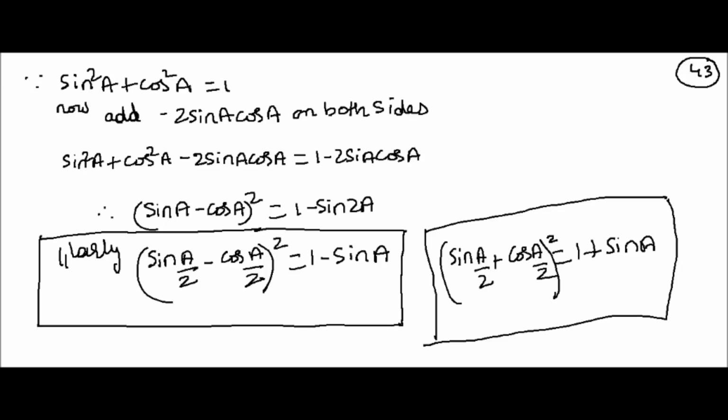Again, there is no need to memorize anything. It's just a different way of representing sin a's and sin a by 2's and cos a by 2's. So again, the fundamental equation is sin square a plus cos square a equals to 1. So let's go to page number 44.